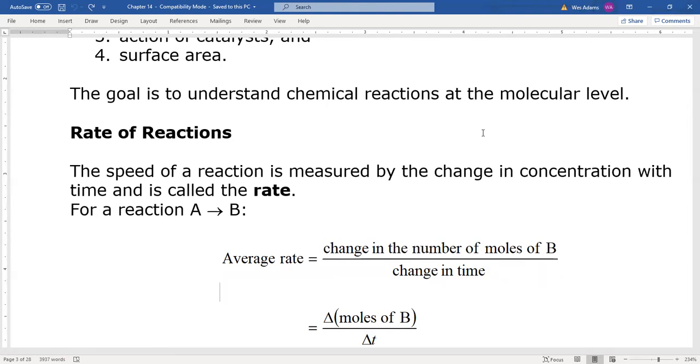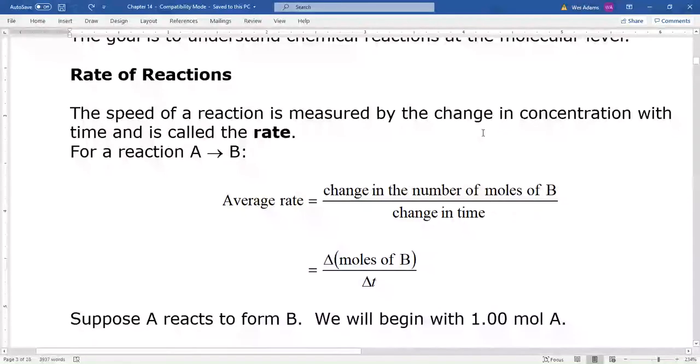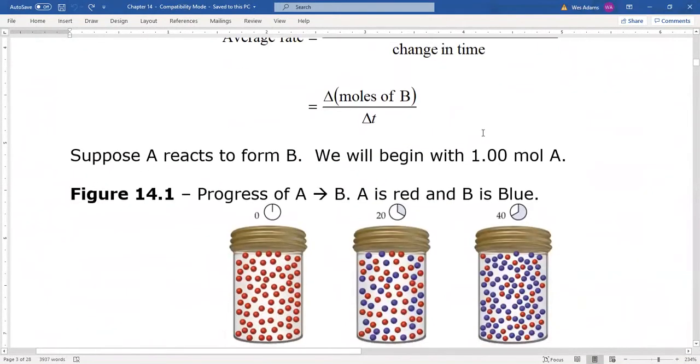So if we, for example, picked B, the average rate is the change in the number of moles of B over the change in time, or written delta moles of B over delta time. Alternately, we could use concentration, since the volume is constant, which we often will. So let's say we start with 1 mole of A and no B. And so here's our progress. If we represent that time 0, so time t equals 0, it refers to the initial time, and we see that it contains a bunch of red spheres at 0 time, and the red represents A.